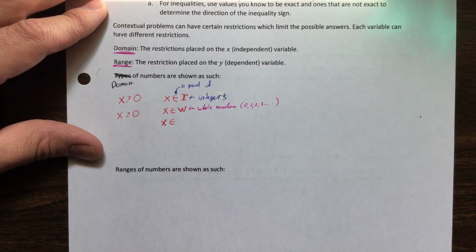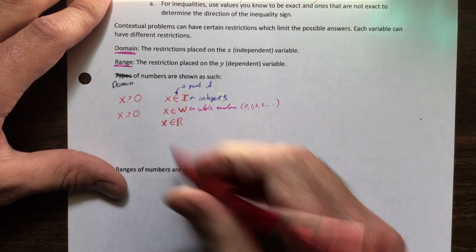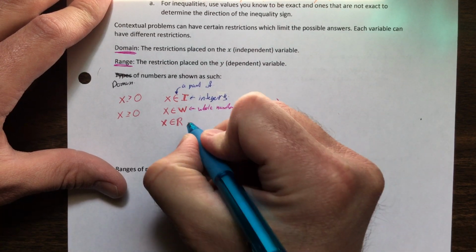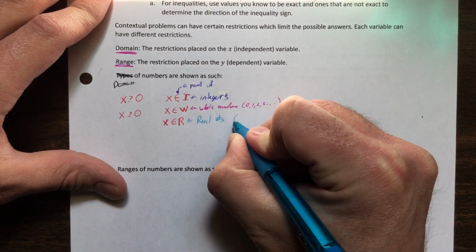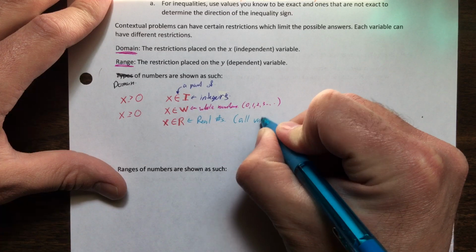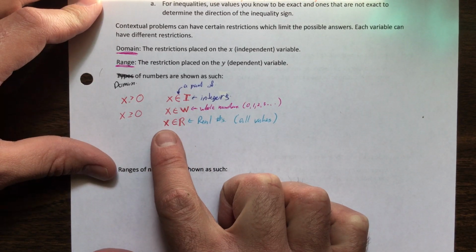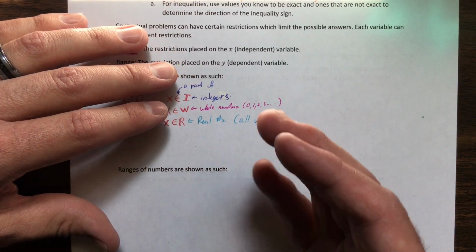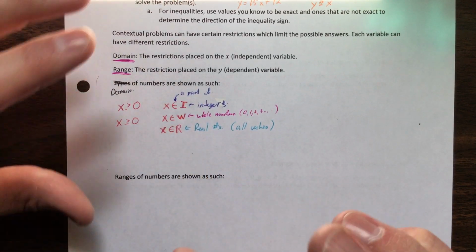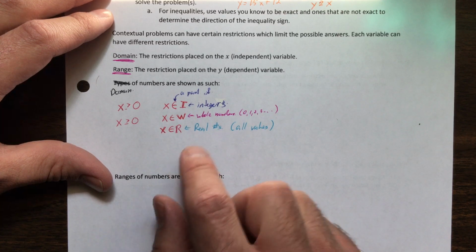Let's say that all numbers are possible. Okay, so there are no restrictions. Everything is possible. Then we say that x is a part of all real numbers. And so the R represents real numbers. And this is all values. Okay, so everything is a possibility. So the x's could be all numbers. So there is not a value of x that does not work. Now, if you're not totally sure on this, we're going to go through a number of examples, and we're always going to go through our restrictions on it.